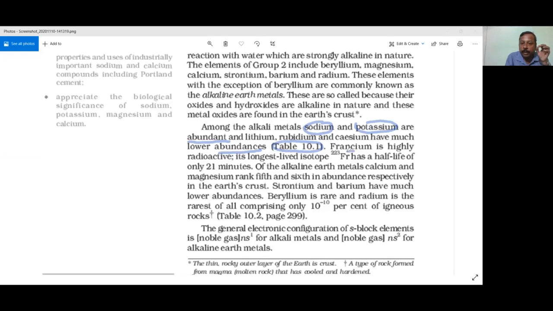Then francium is highly radioactive, and its longest lived isotope is 223. So this is an integer type question: 223 is the longest lived isotope. Actually, every radioactive isotope has some half life, so the higher the half life, the longer the life. Understood? Some may get to half of the initial mass in half an hour. Some isotopes are more unstable and become half in 1 minute only. So 3 hours, 5 hours means longer life. Its half life is almost 21 minutes. It is also very important.